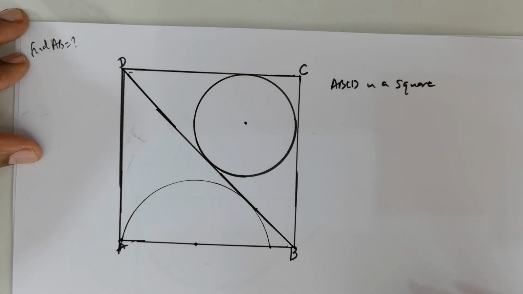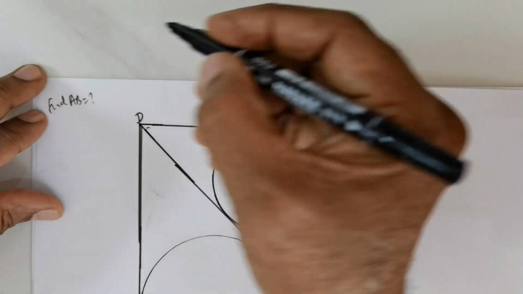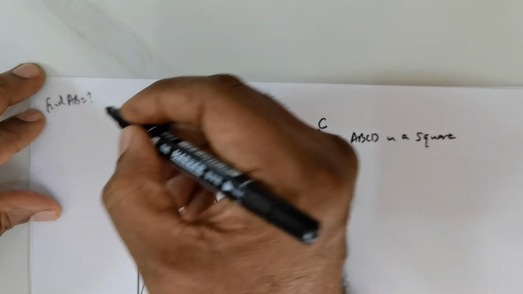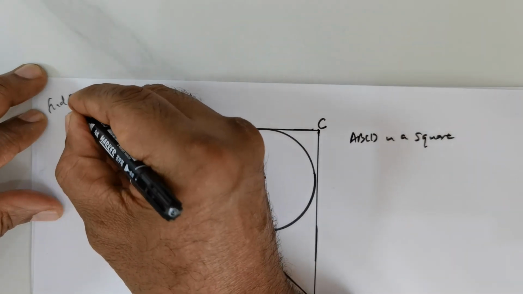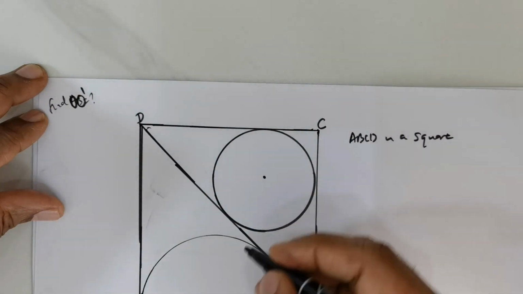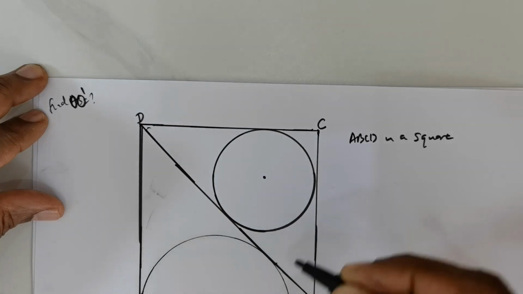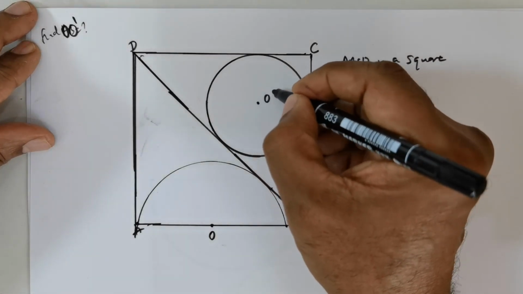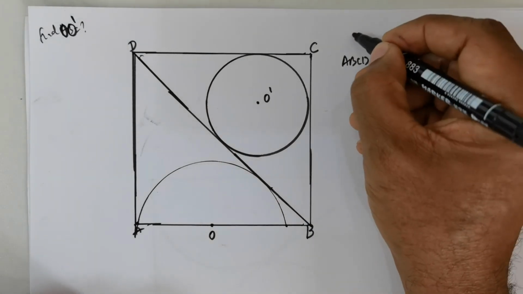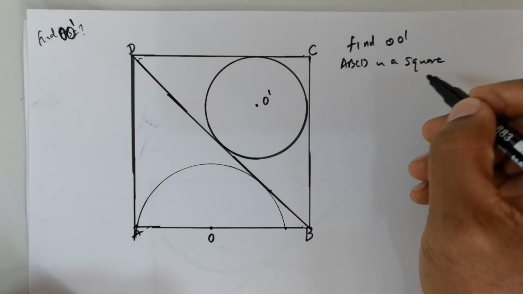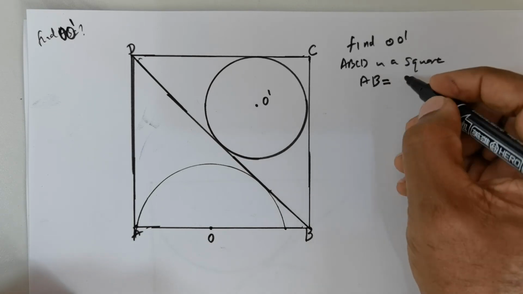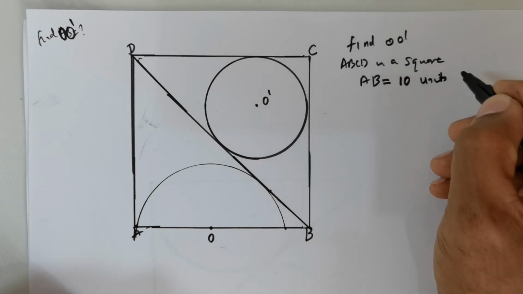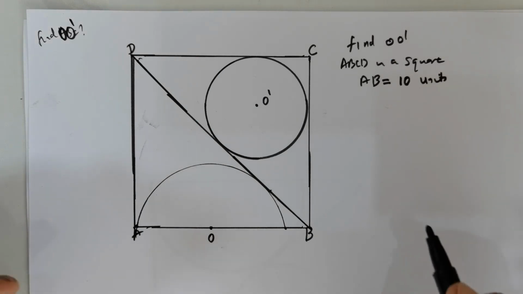Now, what I wish to do is, I have given here as find AB. I want to change that AB to OO dash. Okay, so let me take this center as O, and this center as O dash. So the question is find OO dash. Now ABCD is a square, as I mentioned to you. It is given to be of length 10 units. So you will have to get this distance.